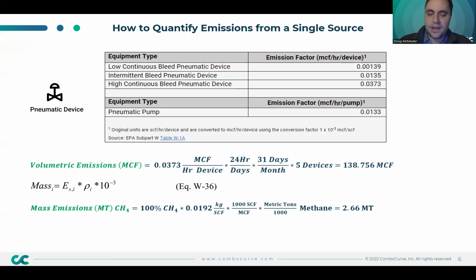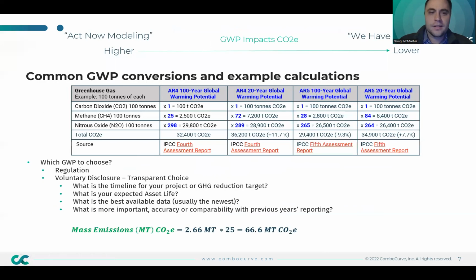Great. So now I have methane. But how do I add it to all of the other emissions, of carbon dioxide, nitrous oxide, the different greenhouse gases? Well, you normalize them, just like you would when comparing different assets for their total production, going from barrels and MCF to BOE. It's very similar in this space. You need to be able to normalize to compare apples to apples.